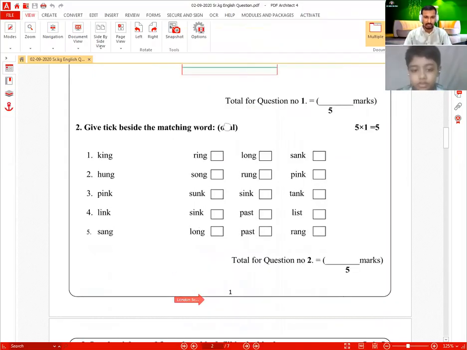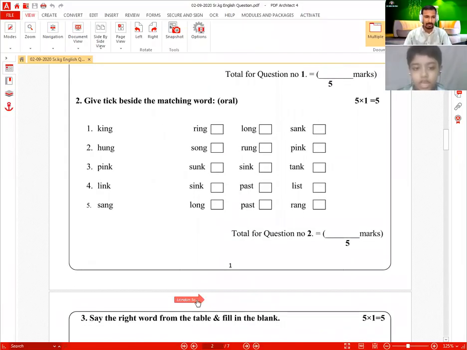Okay, next question. Question number two, okay? Keep tick beside the matching word, oral. Then, king, ring, long. King, ring. Okay. Ring, you will match this. Ring with? King.